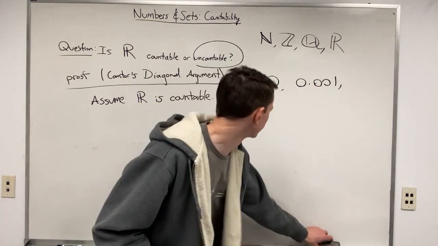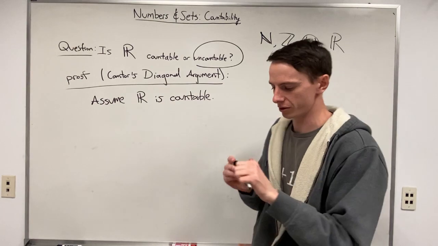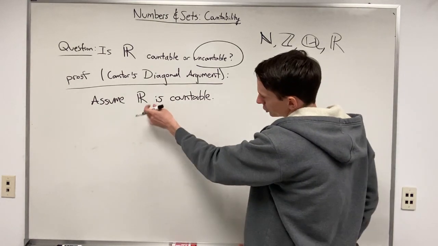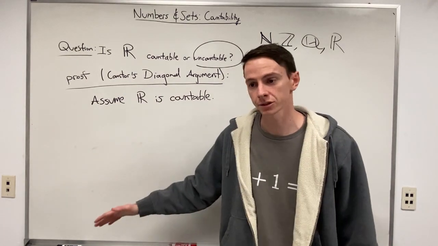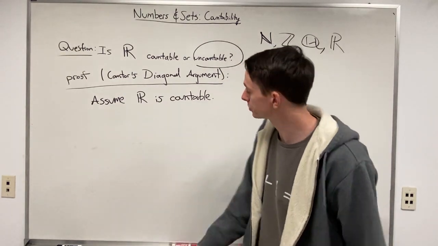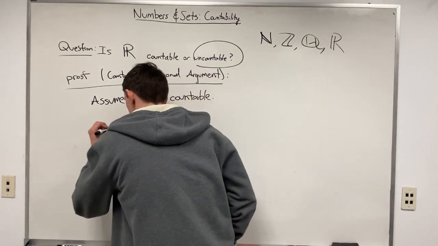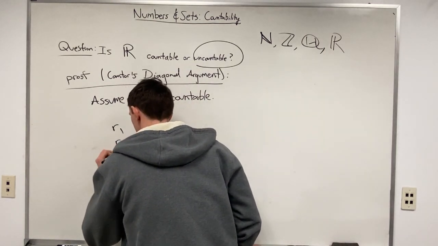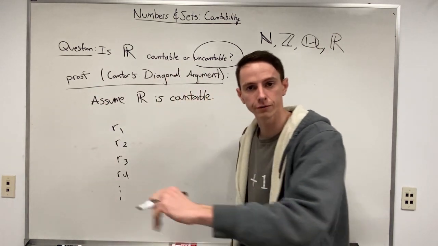Okay, so hopefully that makes sense, and we're going to use that in this argument right here. So if we assume that R is countably infinite, then we should be able to write out a list that goes on forever, of course, but a list that contains all of the real numbers. So we should be able to write out real number 1, real number 2, real number 3, real number 4. And this would go on infinitely.